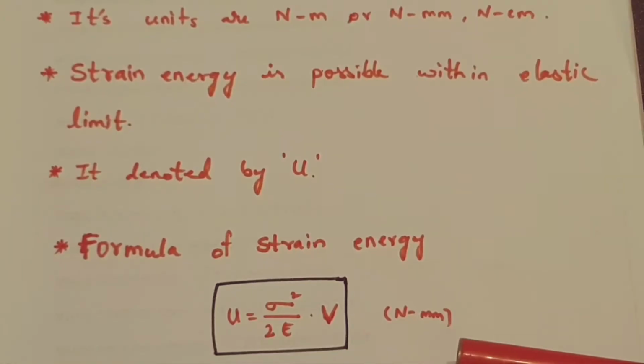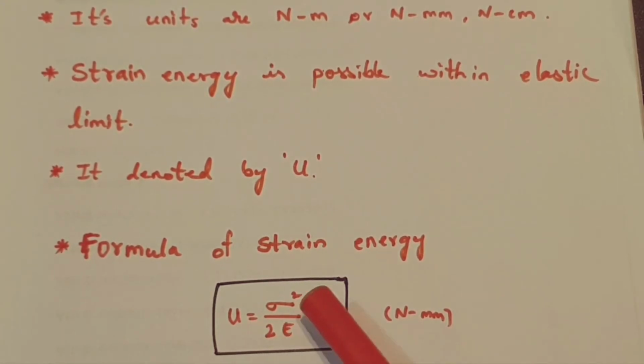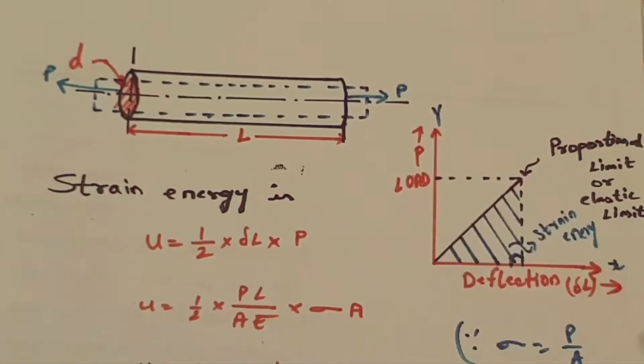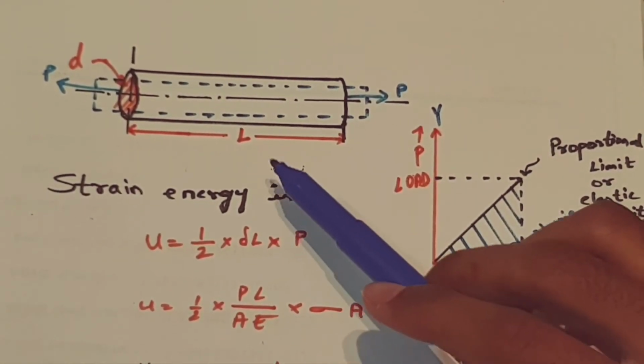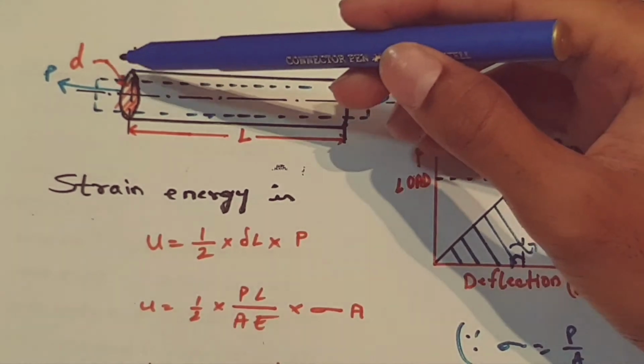The formula of strain energy is U equals sigma square by 2E into V. Units are Newton mm. Let's see how this formula is derived. Consider a bar of length L and diameter D.